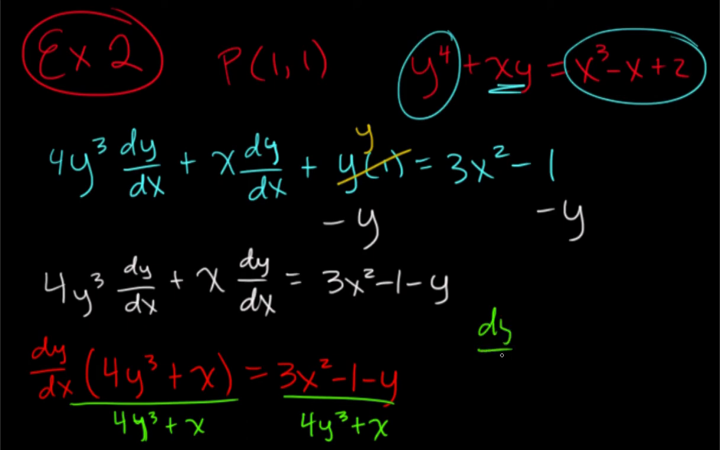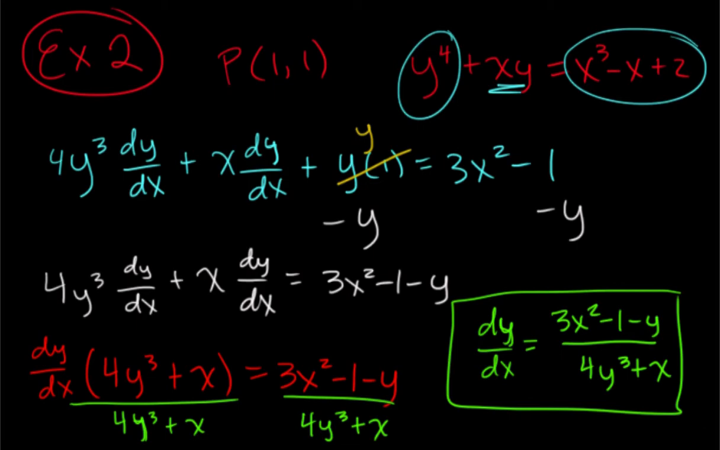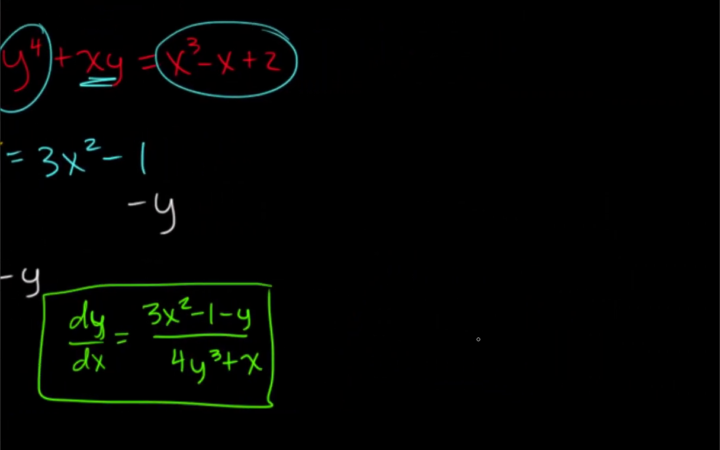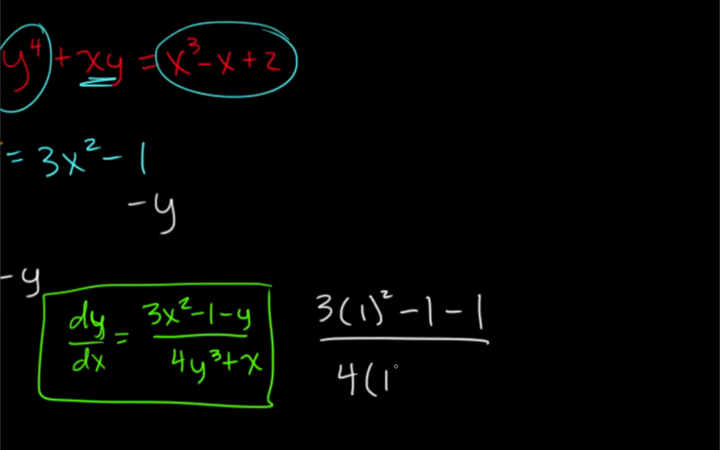And so our dy over dx is equal to this. And then to find the specific slope at the point they want us to, we're going to plug in a 1 for y and a 1 for x. So that's going to become, let me just give myself some room. So we're going to get 3 times 1 squared minus 1 minus 1 all over 4 times 1 cubed plus 1.